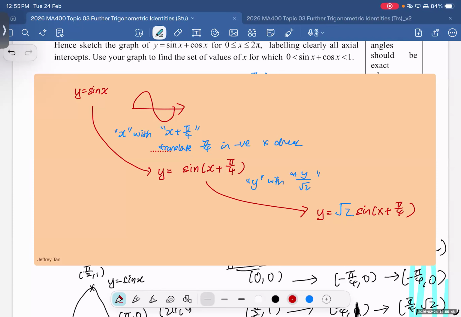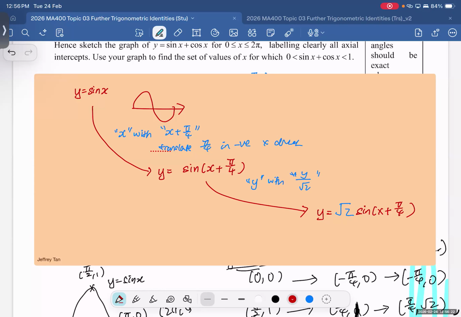Okay, so first I start with the 5 major ones, right? Then after that, what do I do? Times square root 2, right? What happens to the y coordinate? 0 times square root 2 is 0, 1 times square root 2, 0 times square root 2, and this one negative square root 2. This is your graph.